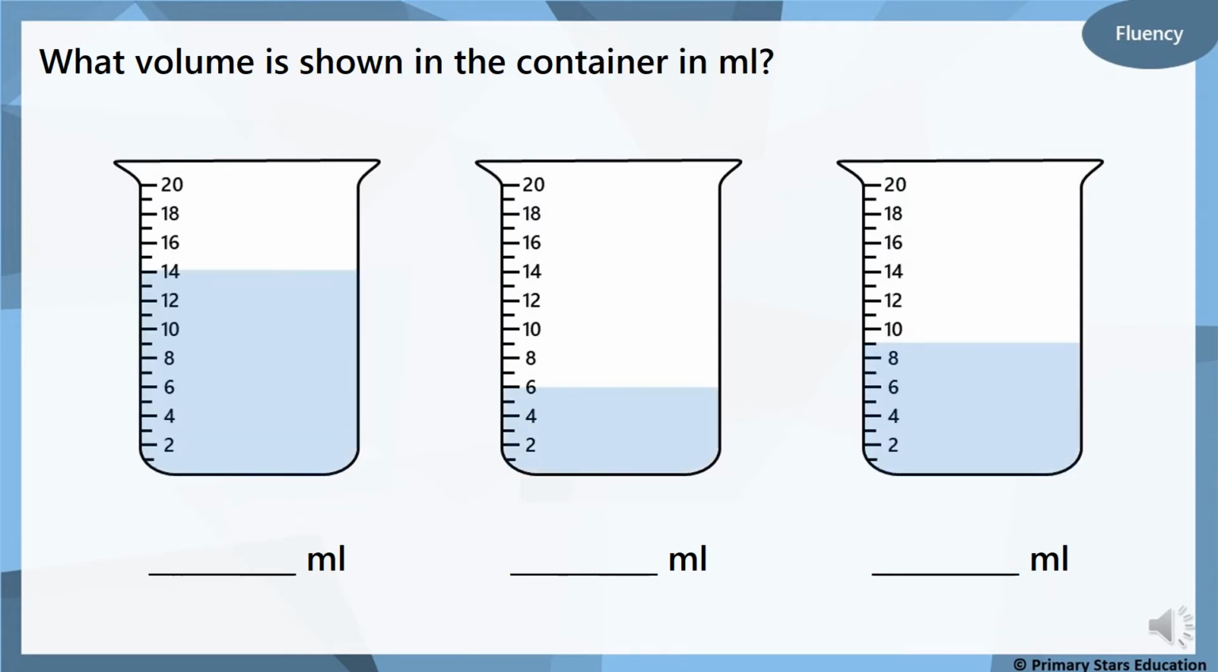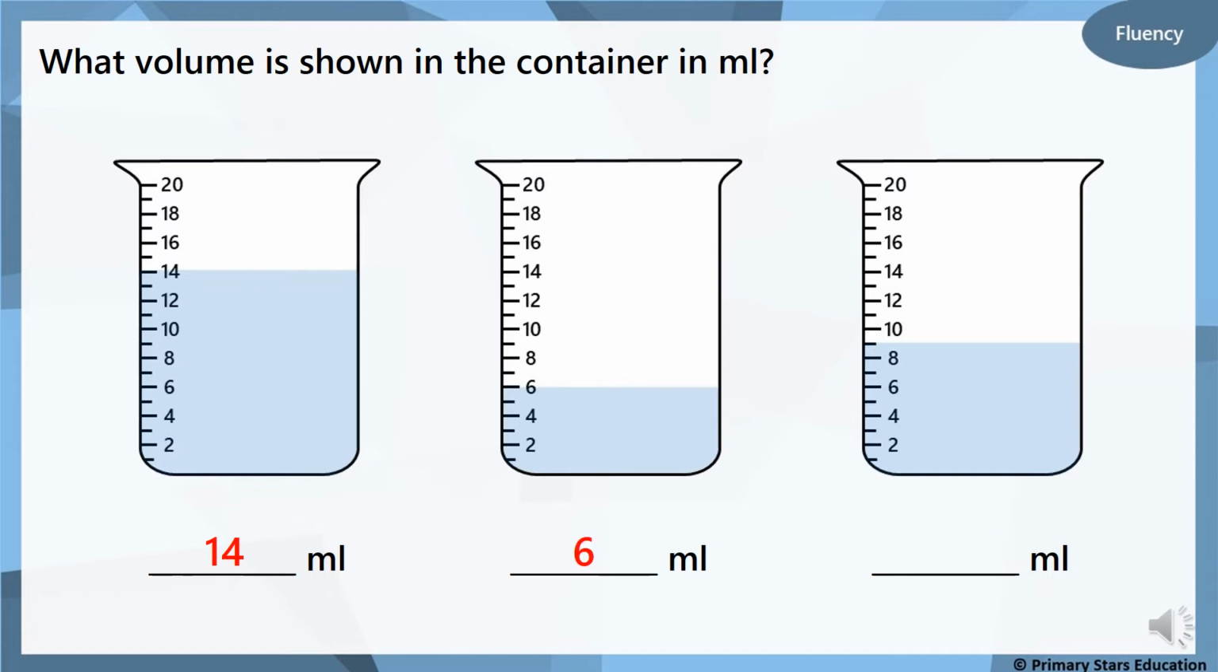Okay, now I'd like you to look at what the volume is in each container. So we can do this by looking at how much is in there and where the line of the liquid meets a number. So the first one, have a look, you've got the blue liquid in there, and which number is it meeting the line at? 14 millilitres. Now you can pause it and work out the next two, and then I will give you your answers.